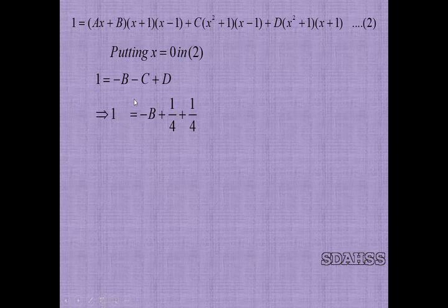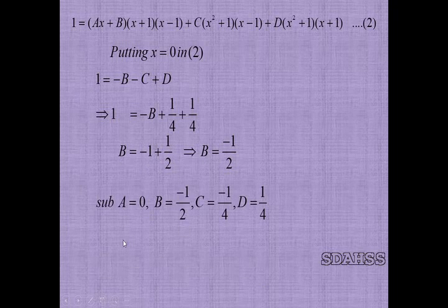Then bring this 1 to the other side, or otherwise bring this minus b to the other side, it becomes positive, so b is equal to, you bring this 1 to the other side, it becomes negative, so minus 1 plus 1 by 4 plus 1 by 4, which is 2 by 4. Cancel the numerator and denominator by 2, so you have 1 by 2. So minus 1 plus 1 by 2 is minus 1 by 2, so b is equal to minus 1 by 2.